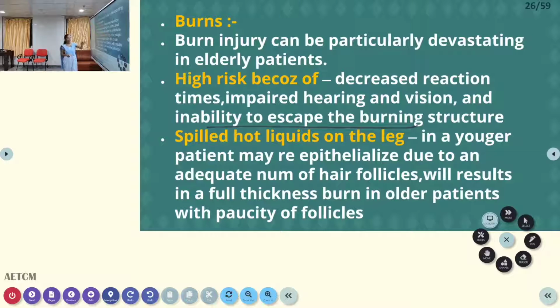When you compare with the younger adult, any spillage of hot liquid on the leg may be re-epithelialized due to an adequate number of hair follicles. But it will result in full thickness burns in older patients, with a paucity of follicles.